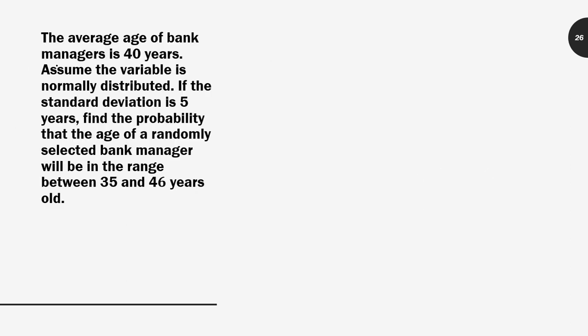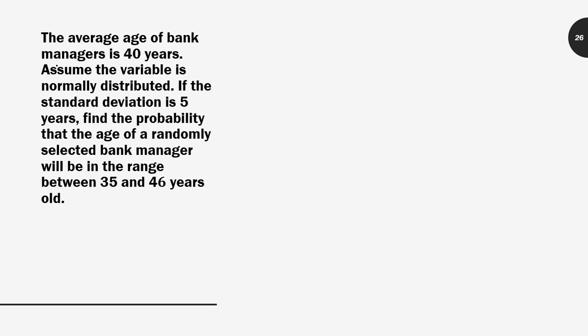Another example. Okay, so the average age of bank managers is 40 years. Okay, assume the variable is normally distributed. If the standard deviation is 5 years, let's find the probability that the age of a randomly selected bank manager will be in the range between 35 and 46.